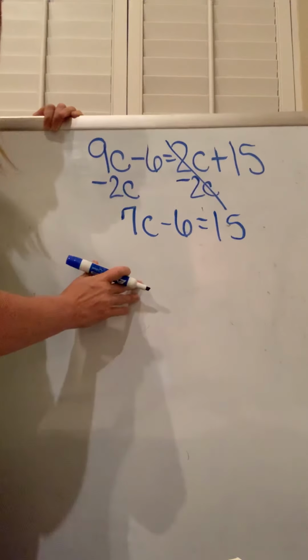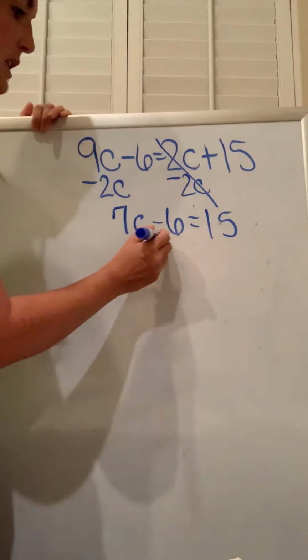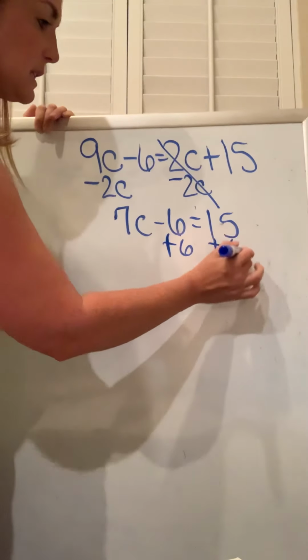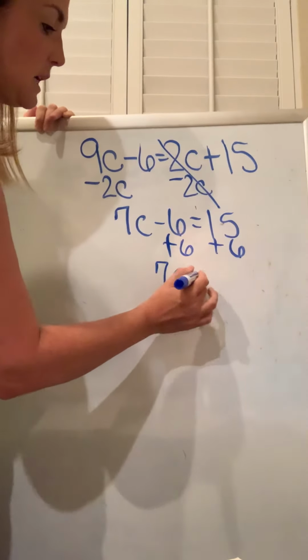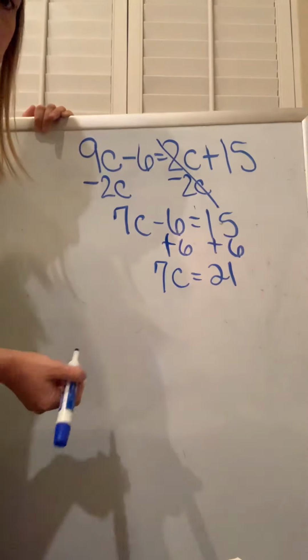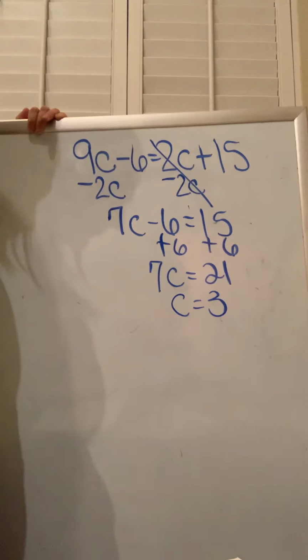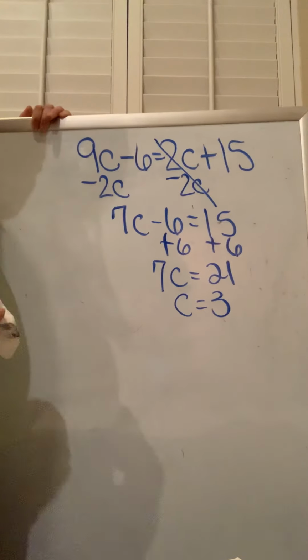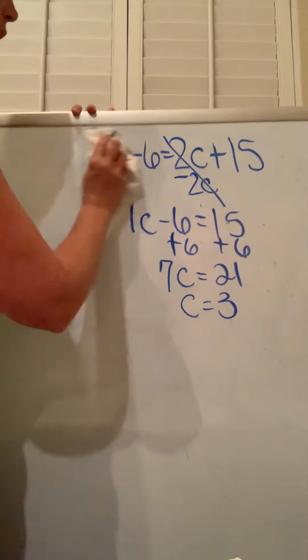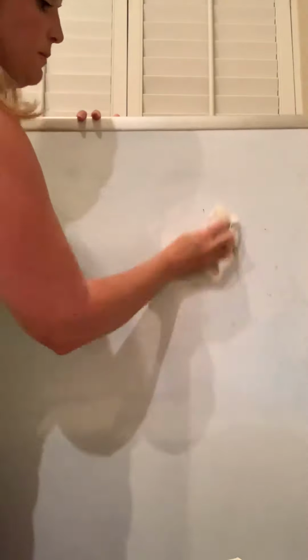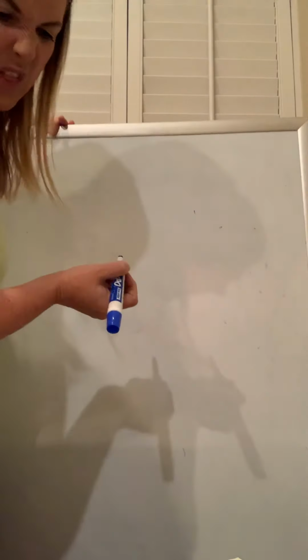This is a two-step equation. You should know how to solve this. Add 6, 7C equals 21. So C equals 3. Okay? Again, it's not too hard. You're just getting all your variables on one side of the equal sign. Okay? All right. Let's try another one.